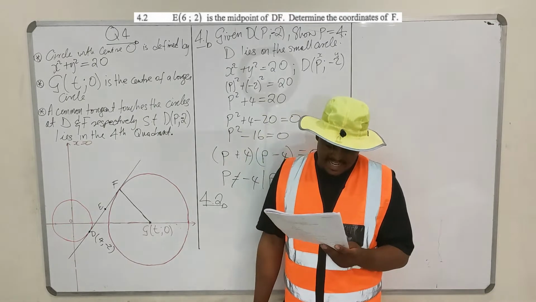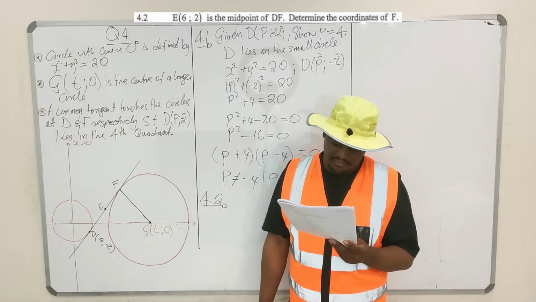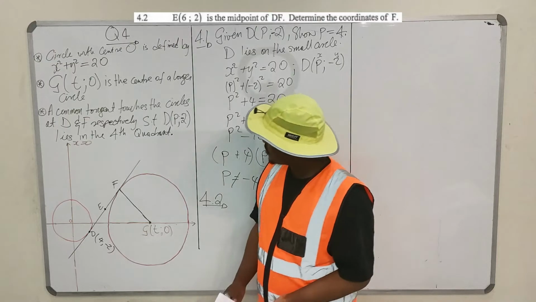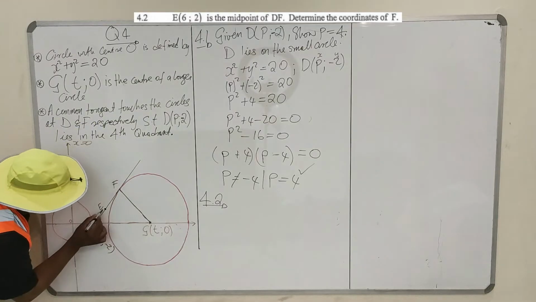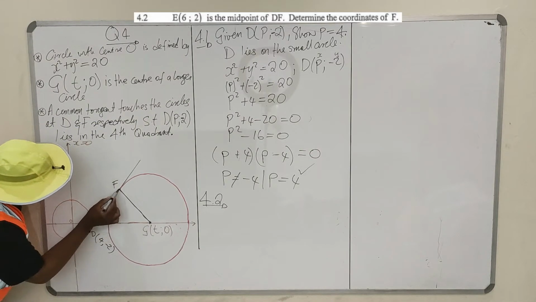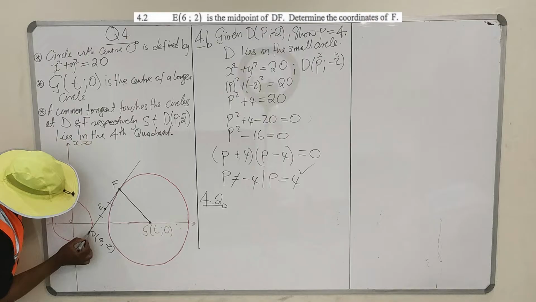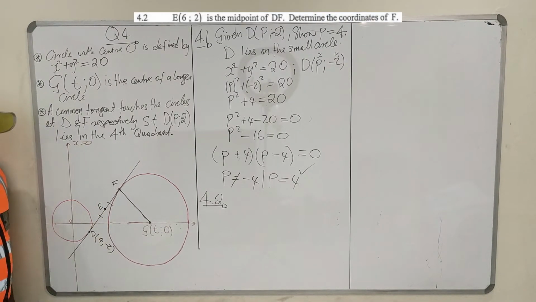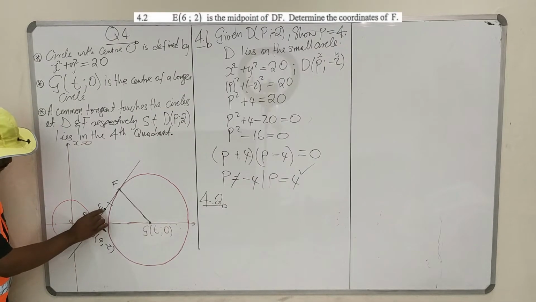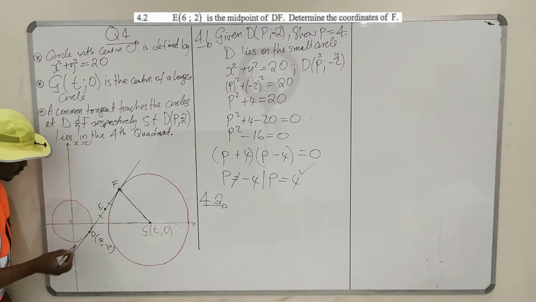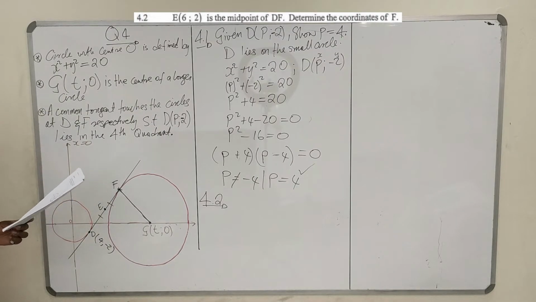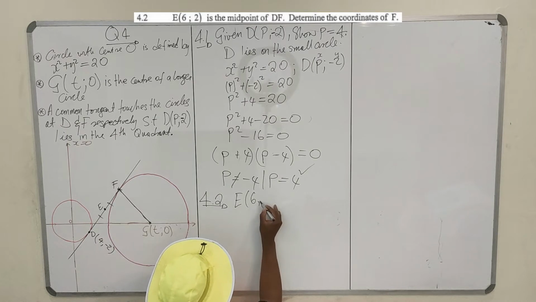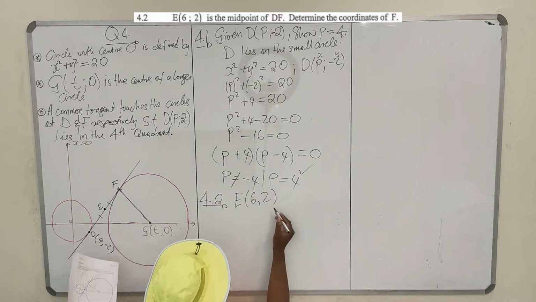They're saying E is the midpoint of DF. Determine the coordinates of F. So they're saying this point here is the midpoint between this and this. So this to that is equal to this to that. This is a midpoint here. So they want to find the coordinates of F. They're saying E, which has coordinates (6, 2), is the midpoint.